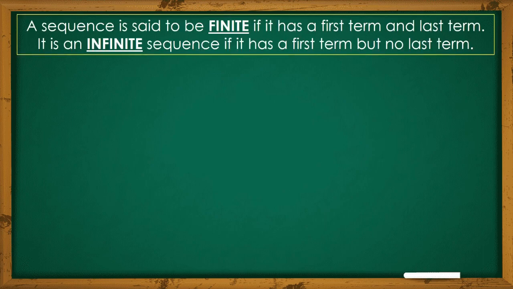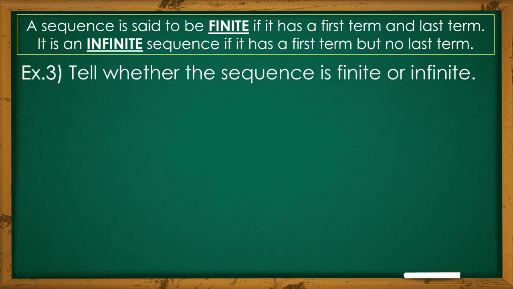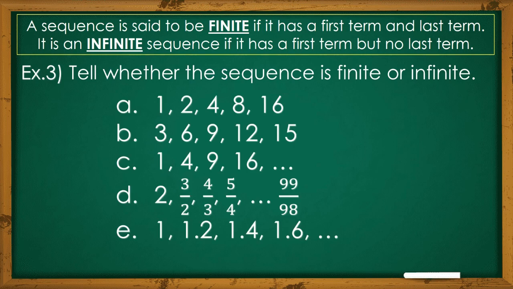Ngayon naman, pag-usapan natin ang pinagkaiba ng finite at infinite sequence. A sequence is said to be finite if it has a first term and last term. It is an infinite sequence if it has a first term but no last term. So sa example na to, sasabihin natin kung alin ang finite at alin ang infinite sequence base sa kanilang mga definition. Let's try example A. 1, 2, 4, 8, 16. Finite ba or infinite sequence?